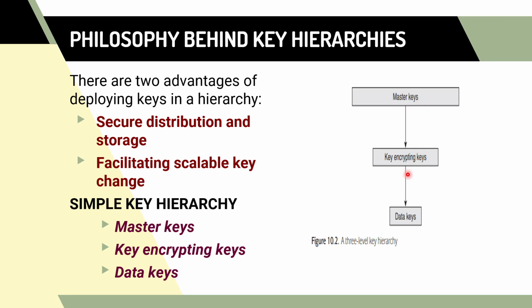Next is the data key, which is encrypted using the key encrypting keys. Its lifetime is very short and it has more exposure. Usually the data key's lifetime is the session period, which is why we also call these session keys. So the master key is the highest level and requires the most security, the key encryption keys have less exposure, and the data keys have more exposure and are usually called session keys.